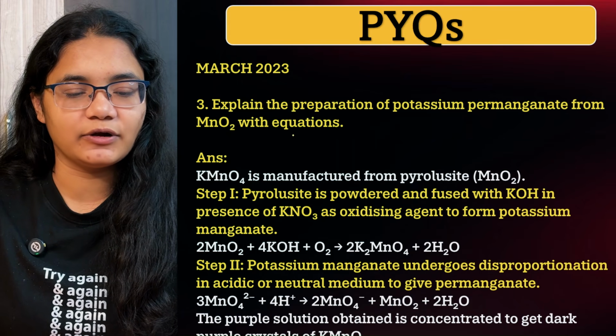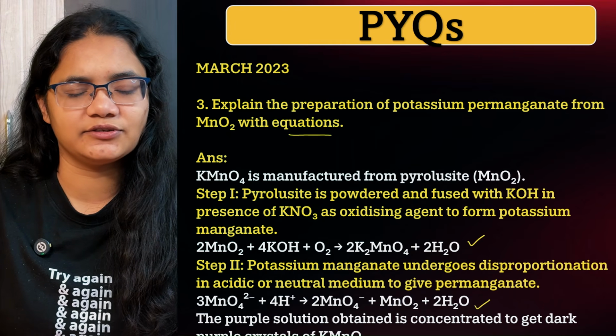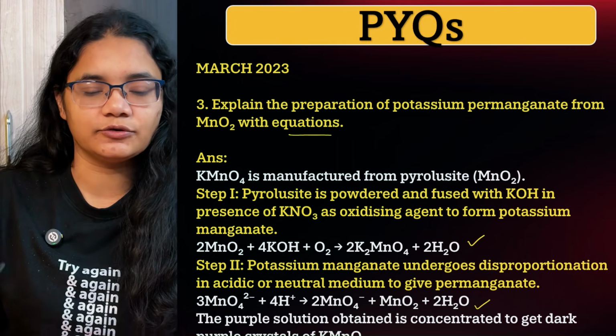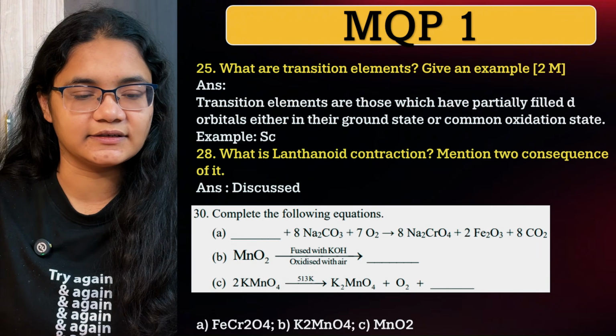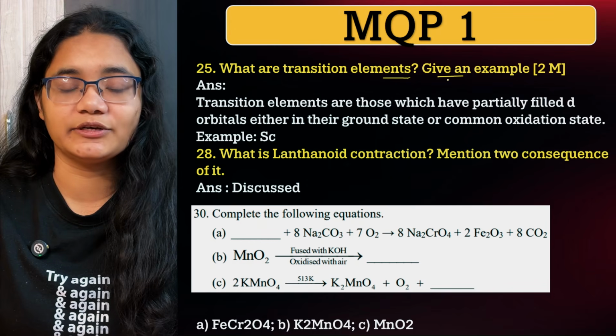Explain the preparation of potassium permanganate from MnO2 with equation. Already, you just need to practice equations, no need to write the steps. So only equations will help you. Already discussed this question. What are transition elements? Give an example. This question is from the model question paper 1.